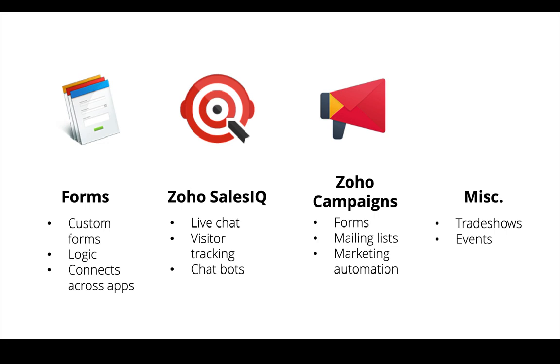Then once you have those leads, you can nurture them with something like Zoho Campaigns, which will let you build mailing lists, send out email campaigns, move leads and contacts in your CRM into specific lists, build out different mailing workflows and send them forms, stuff like that. Pretty cool email marketing automation stuff.